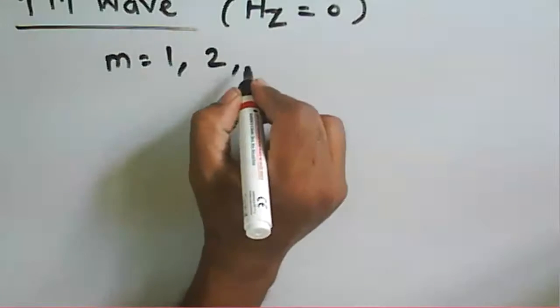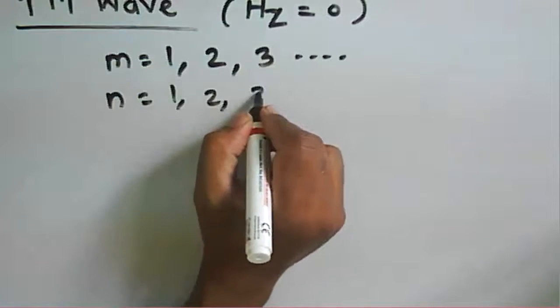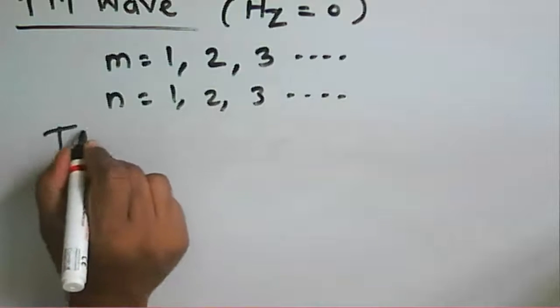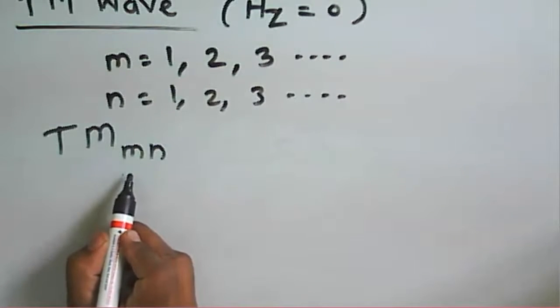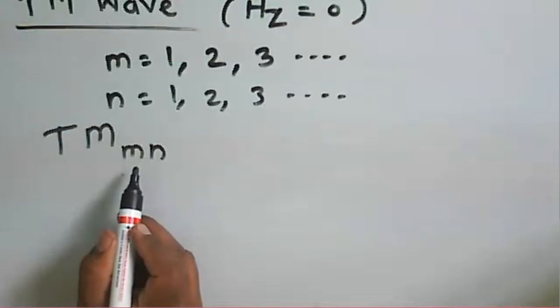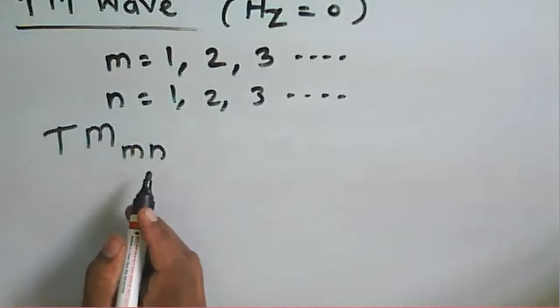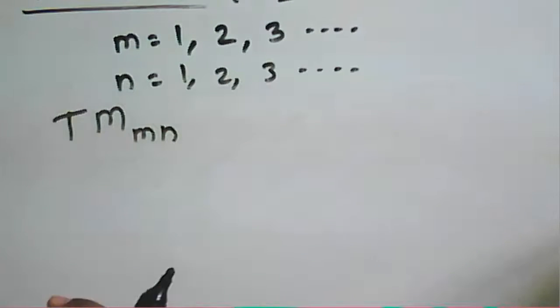Likewise, you can consider that we have the M and N values here, and N will be 1, 2, 3. So for the TM mode, M and N, these subscripts, it will be 1 onward. It should not be 0 here. But in the case of the TE mode, M or N can start from 0 here.